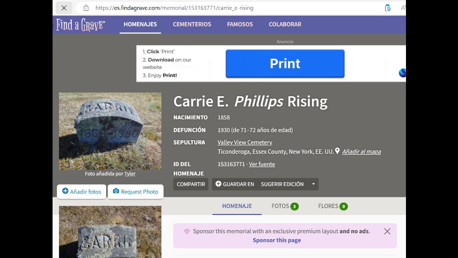So now we come to our first example of how this essentially plays out today. And we're going to start with the grave marker Carrie E. Phillips Rising, allegedly born in 1858 and died in 1930. And the grave marker allegedly is in Ticonderoga, Essex County, New York.